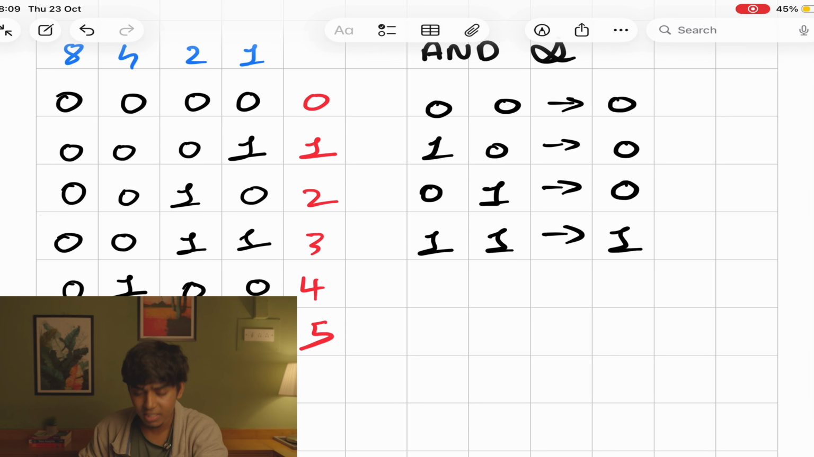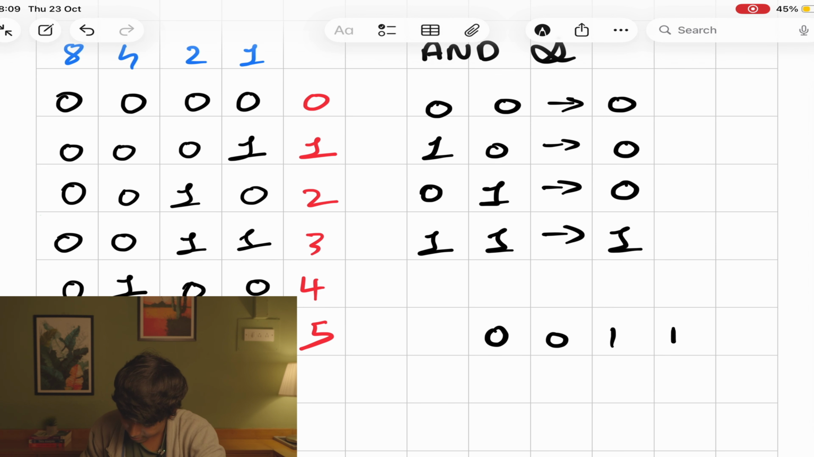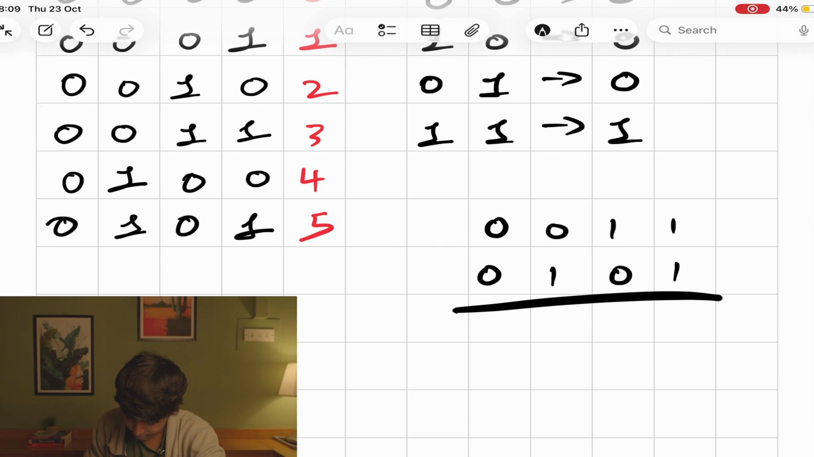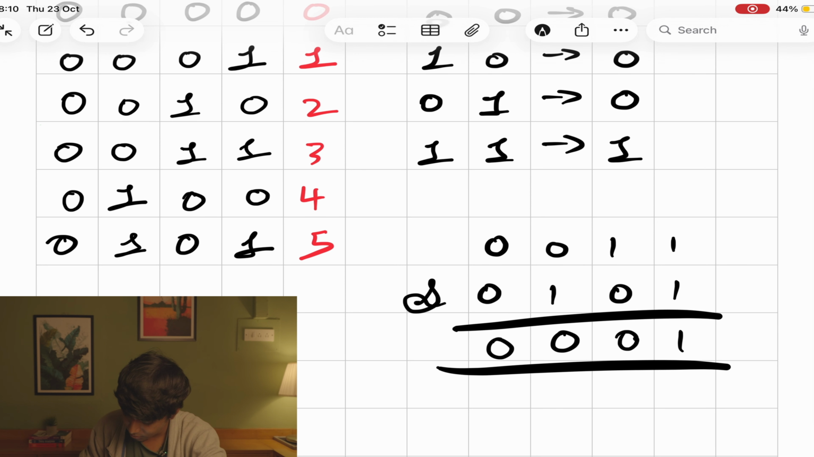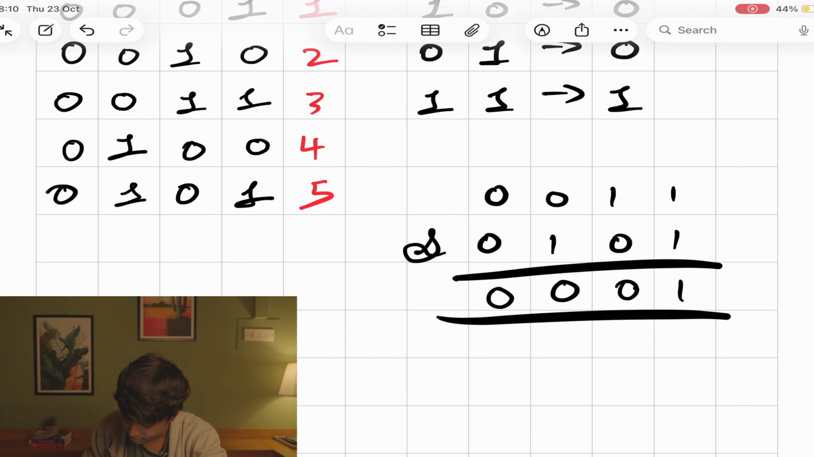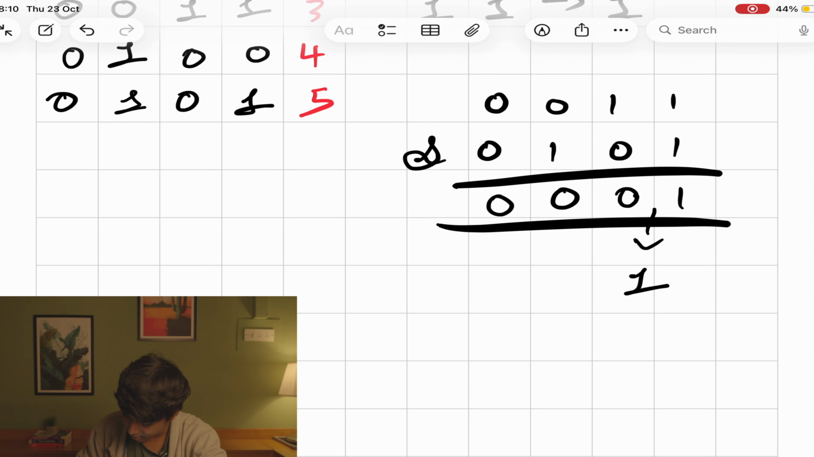Okay, let's perform this with two numbers. So here let's say we'll take number 3, so that is 0011, and number 5, 0101. And here when I perform the AND operation on this one, you can see the first one will be 1, 1 and 0 is nothing but 0, 0 and 1 is nothing but 0, 0 and 0 is nothing but 0, and here we are going to get 1 as the answer.